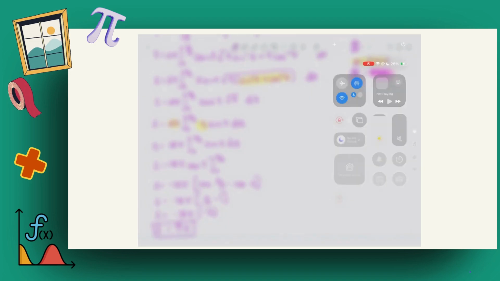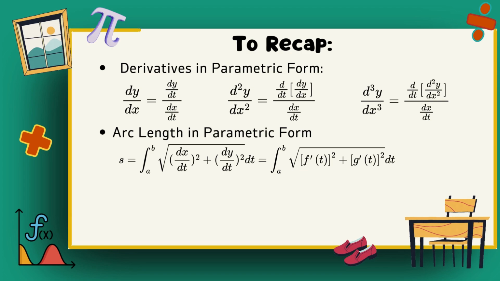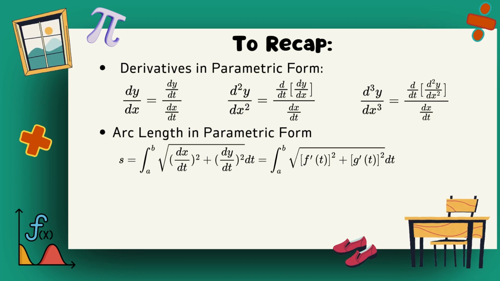Now you know how to apply calculus to parametric form equations, and we learned quite a bit in this video. We learned about the derivative of parametric form. Here are our derivative formulas for our first, second, and third derivative of y with respect to x when it's written in parametric form. Then we also found our arc length in parametric form, which is simply an integral from a to b of the square root of our derivative of x with respect to t, quantity squared, plus our derivative of y with respect to t, quantity squared.